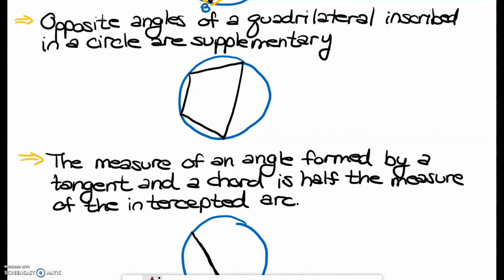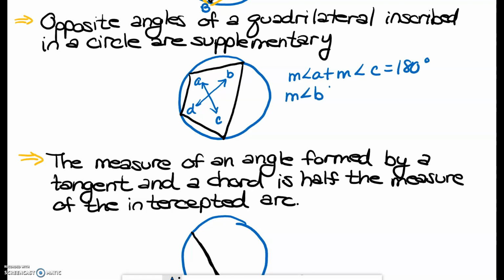Okay, and then we're just going to take at face value here that opposite angles of a quadrilateral inscribed in a circle are supplementary. So let's just call this angle A, B, C, and D. Opposite angles, corner to corner, corner to corner. The measure of angle A plus the measure of angle C is 180 degrees. The measure of angle B plus the measure of angle D is also 180 degrees according to this theorem.